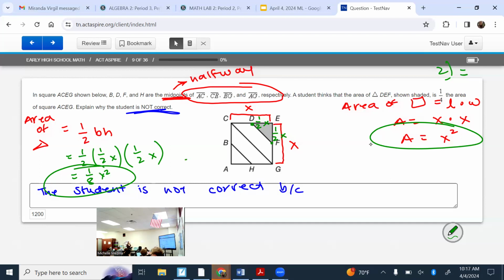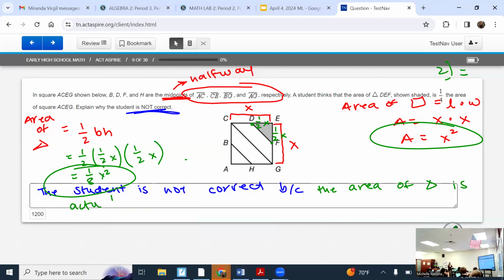So the student is not correct because the area of the triangle is actually 1/8 the area of the square. And then you get more points for including calculations in your justification. So the student is not correct because the area of the triangle is actually 1/8 the area of the square, and you can elaborate on the calculations you did.